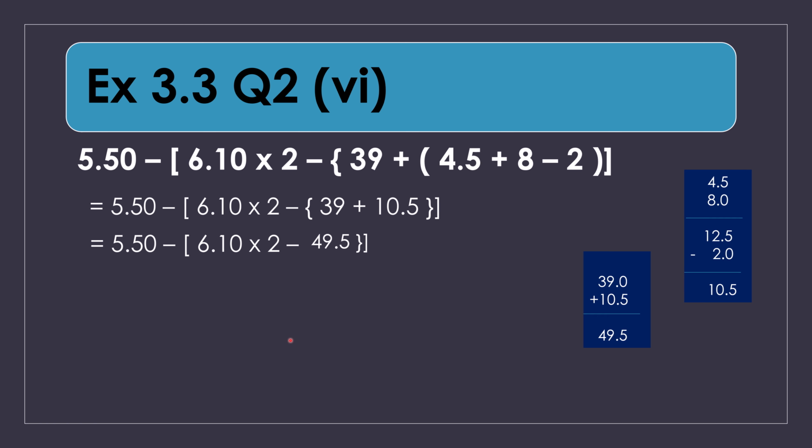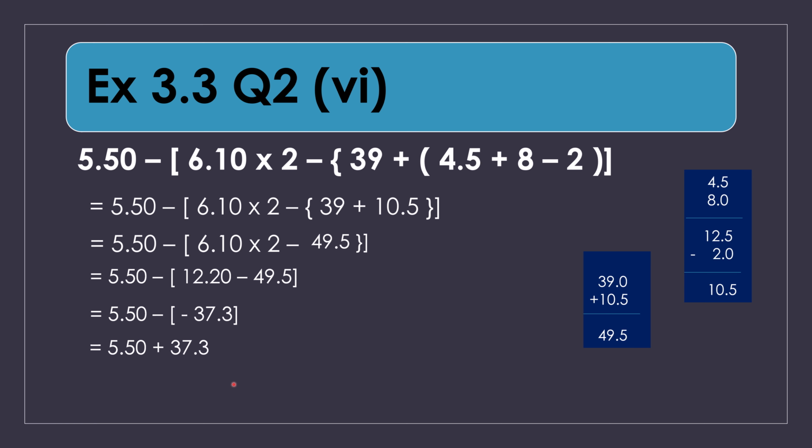And our expression, within the square bracket, is 6.10 into 2 minus 49.5. Now we will multiply first. When we multiply 6.10 into 2, we get 12.20. And we will subtract 49.5 from it. As you know, 49.5 is the greater number and it has a negative sign. So with the answer we will put the negative sign. After subtraction, we get negative 37.3. We will resolve these two signs and we get 5.50 plus 37.3, and our final answer is 42.8.